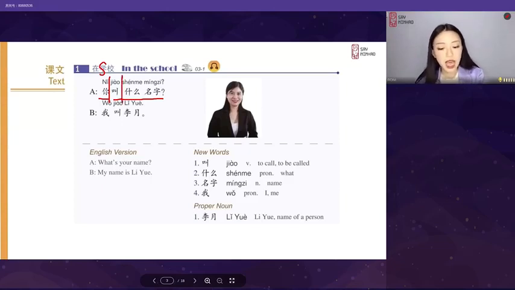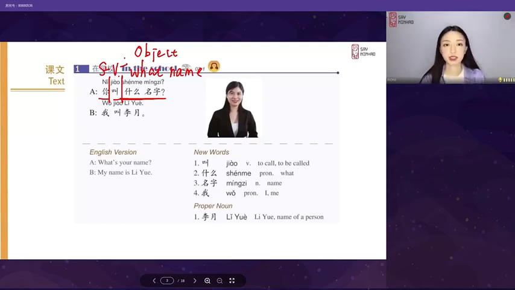Okay, next one, 叫, we just learned, it means called, to be called, and it is the verb of the sentence. Called what? 什么名字？什么名字？This is the object of this sentence. So we can see the structure of this sentence is the subject plus a verb plus its object. Okay, so this is 你叫什么名字？What are you called? What name are you called? Which means, what's your name?